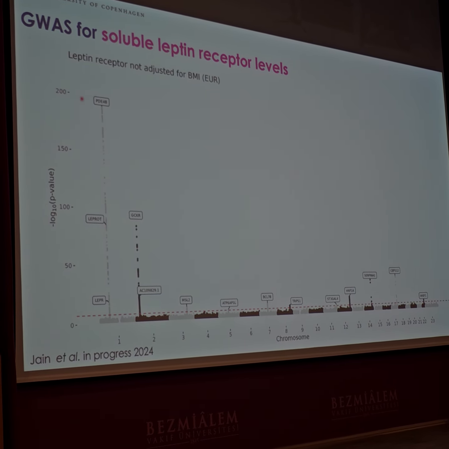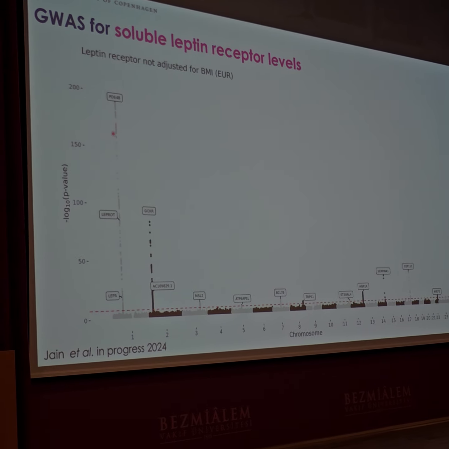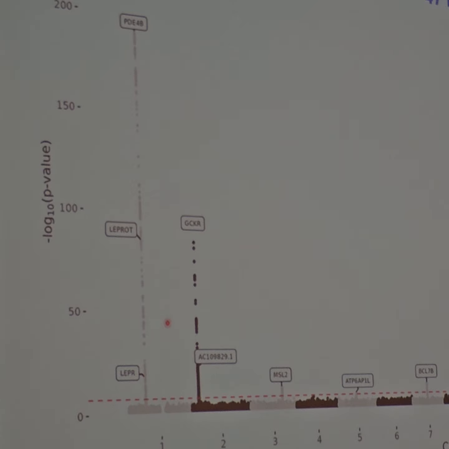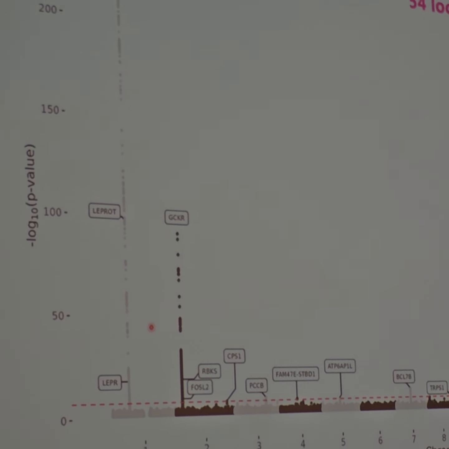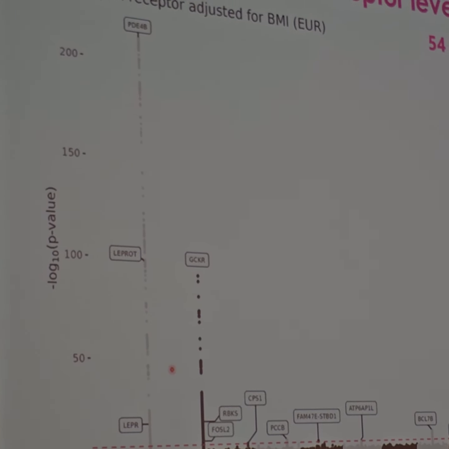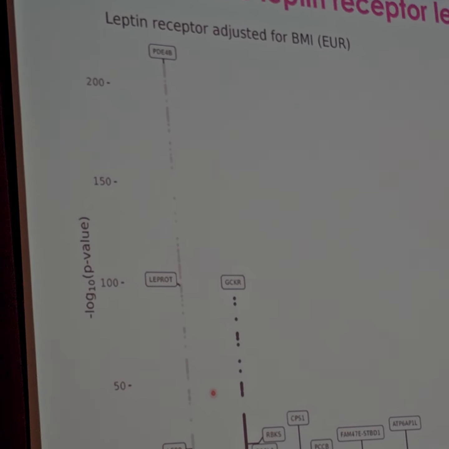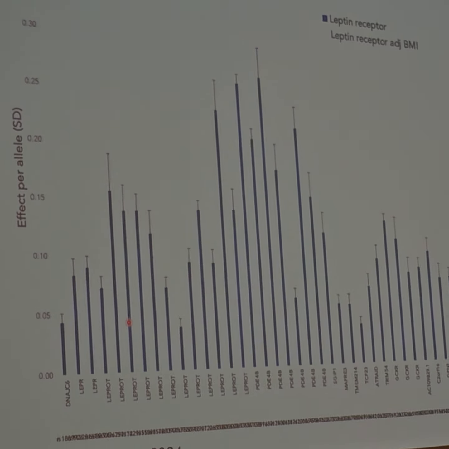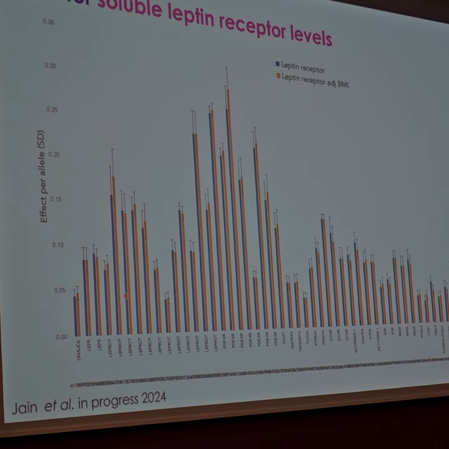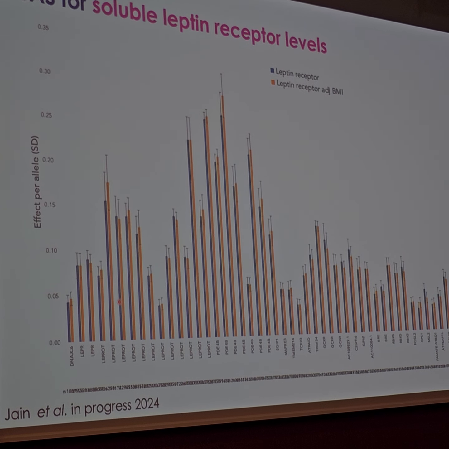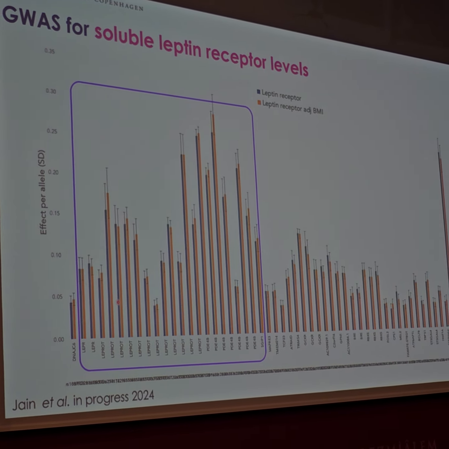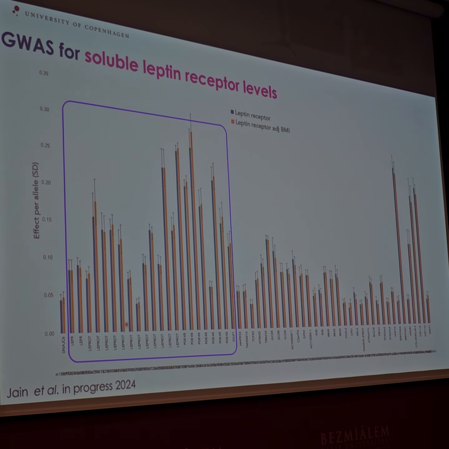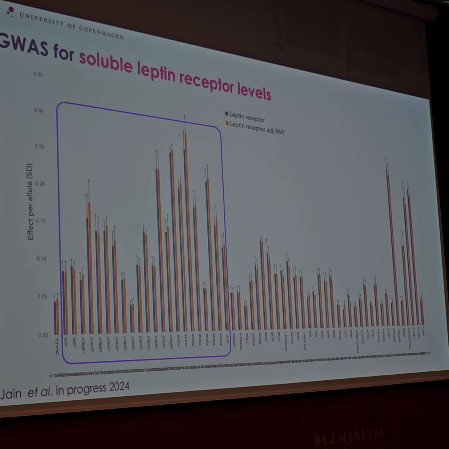The PDE4B is located in that same region, but adjusting for BMI does not make a big difference here. These are the 50 loci that have been identified, adjusted for BMI here in orange. Many of these independently associated variants are in the leptin receptor gene.